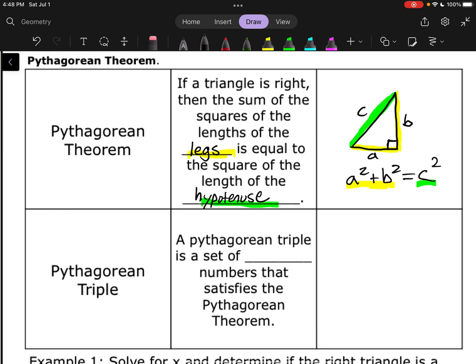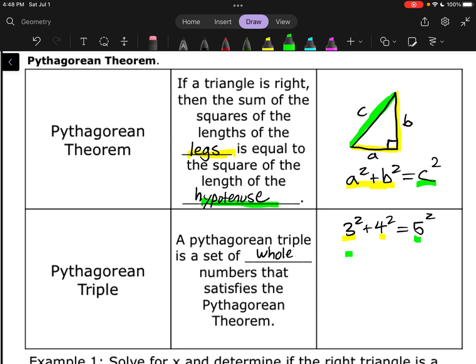Now, sometimes when we're talking about the Pythagorean theorem, we get some special numbers that end up working out, and those are called Pythagorean triples. A Pythagorean triple is a set of whole numbers that satisfies the Pythagorean theorem. So what do I mean by that? One of the famous ones is 3 squared, 4 squared, and 5 squared. So legs of 3 and 4 with a hypotenuse of 5, that works. 3 squared plus 4 squared equals 5 squared.